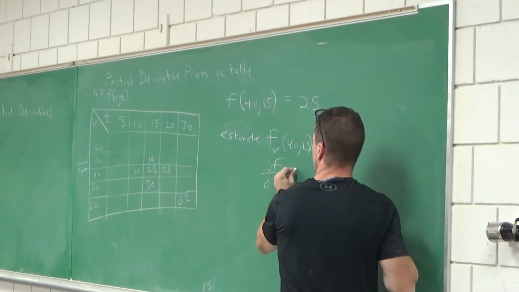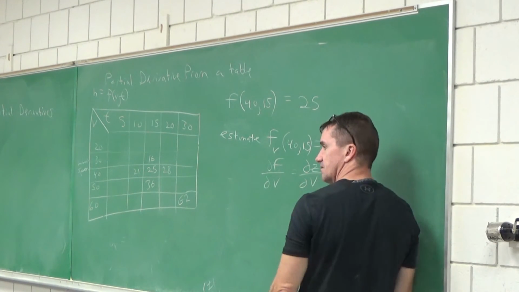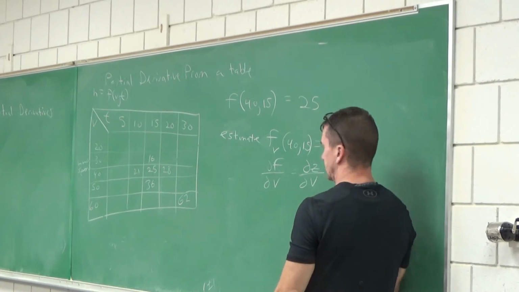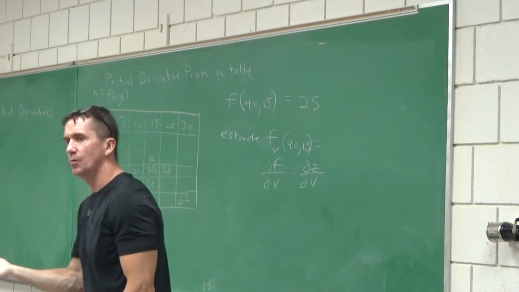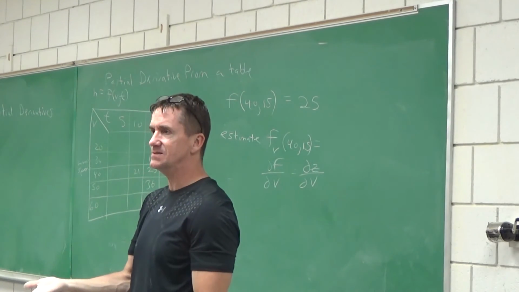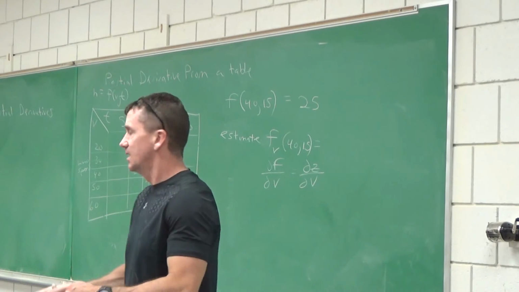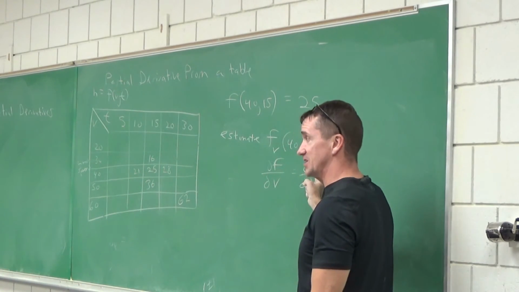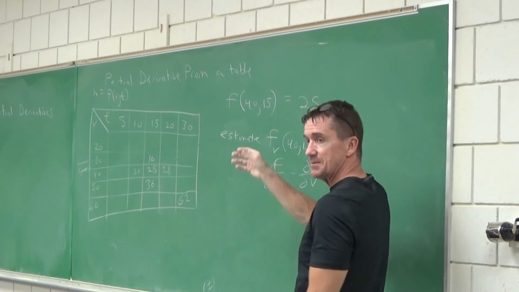You want to call it F_Z? What else is it? Delta Z over delta V, right? There's a reason I'm doing this. We're going to estimate this because we don't have the formula. So how do you estimate this? We'll just do change in the Z values over the change in the V values. That's how we'll do it. That's the only way we can estimate it from a table.